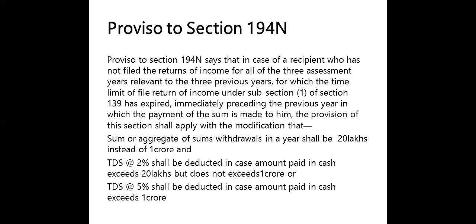Because if they do not do it, then their limit of 1 crore shall be reduced to 20 lakh, and above 20 lakh, TDS of 2% shall be deducted. And once the cash withdrawal limit exceeds 1 crore, again 5% TDS shall be deducted.